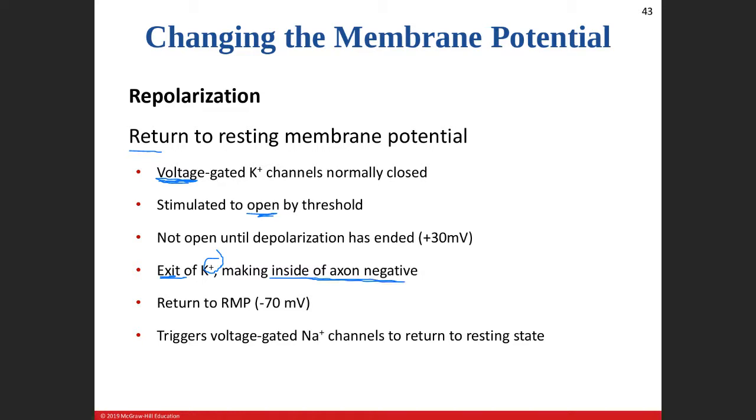And we're trying to get back to this value here. So we're at -60. In this example, potassium channels open up, and now potassium leaves the cell. So now it goes from -60 to -62, then to -64, -68, then -70. It's returning back to the resting membrane potential.